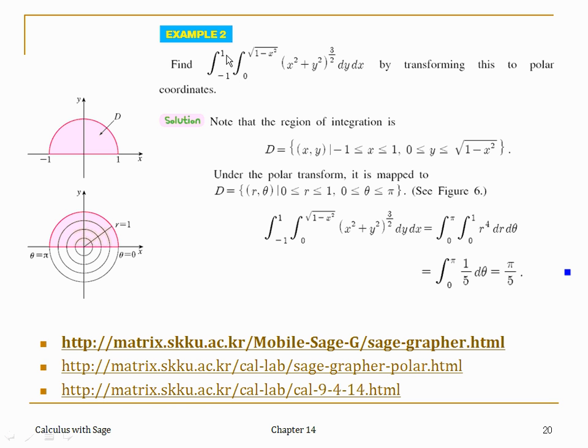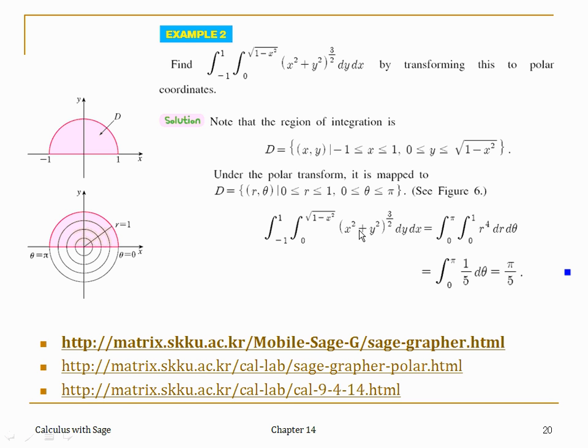Okay, the second example. Do the integration of x squared plus y squared to the 3 over 2, dA, from here to here, by transforming this to polar coordinates. As you see, this integral can be rewritten with x replaced by r cosine theta, y replaced by r sine theta, and dA replaced by r dr d theta.